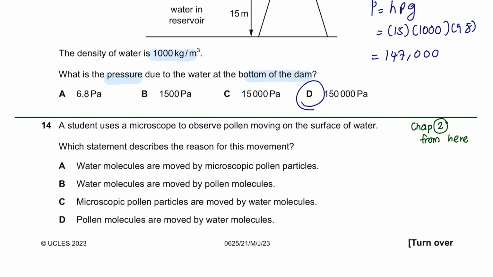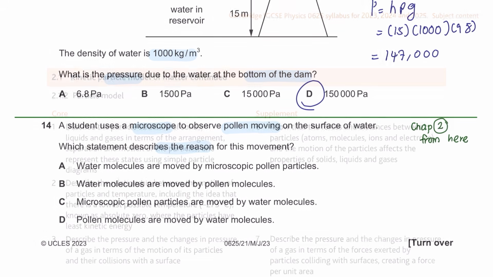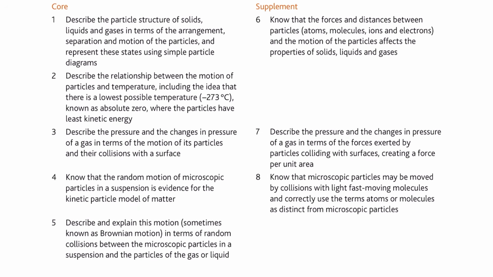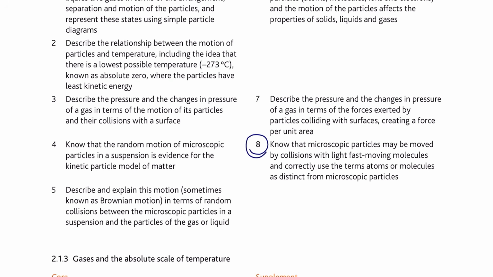Question 14. A student uses a microscope to observe pollen moving on the surface of water. Which statement describes the reason for this movement? So you can check your course specification again under chapter 2.1. You will notice that over here you need to know that microscopic particles may be moved by collision with the light fast moving molecules, and you need to correctly use the term atoms or molecules as distinct from microscopic particles.